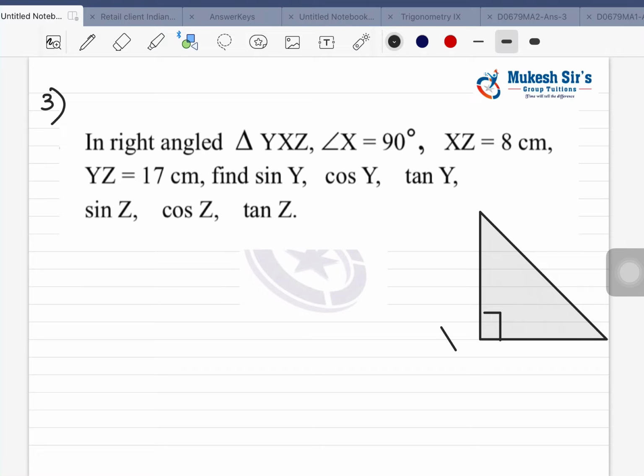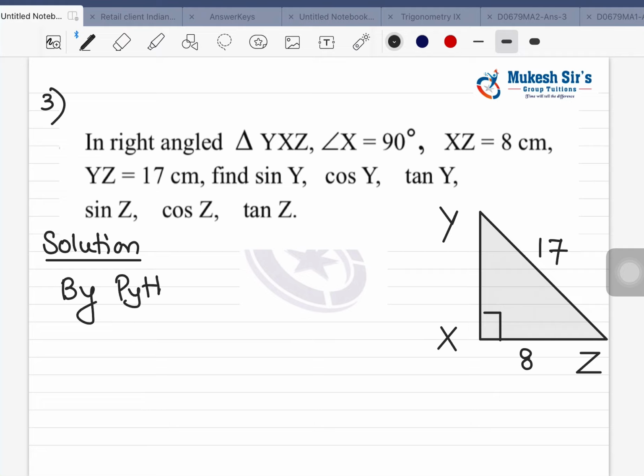In it angle X is 90 degrees, right? So X is 90 degrees. This is Y say and this is Z. Okay. Now look at the sides given. XZ is given 8. So this is 8 centimeters. YZ is given 17 centimeters. YZ is the hypotenuse. So we use Pythagoras theorem first to find the length of the third side. Whenever two sides of a right angle triangle are known, then for the third side you have to use Pythagoras theorem. So you can start by saying by Pythagoras theorem.